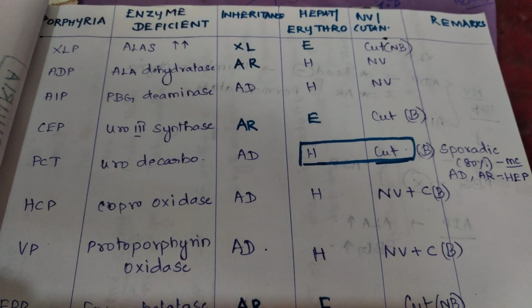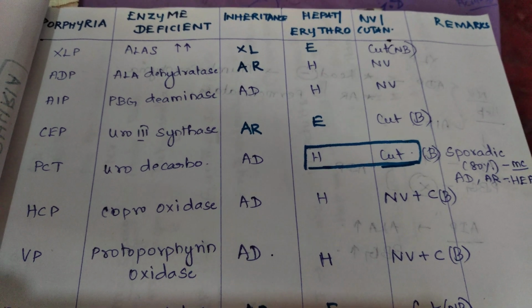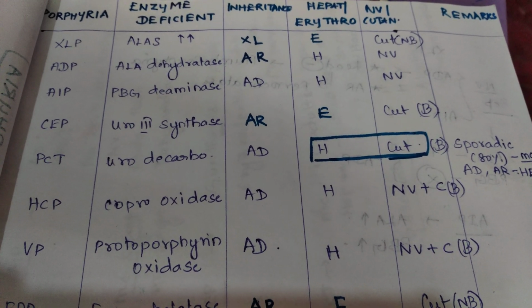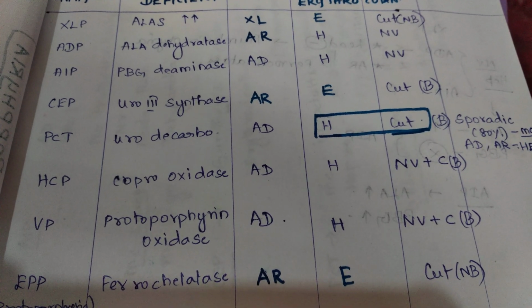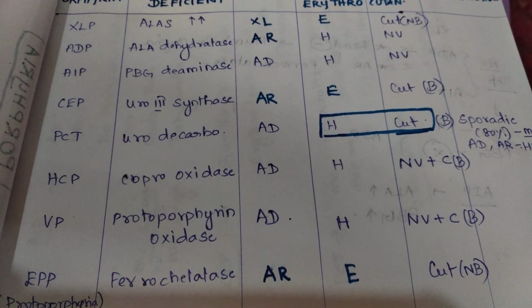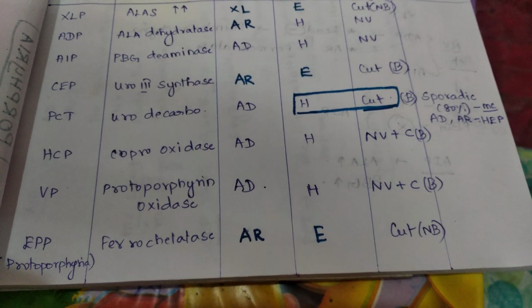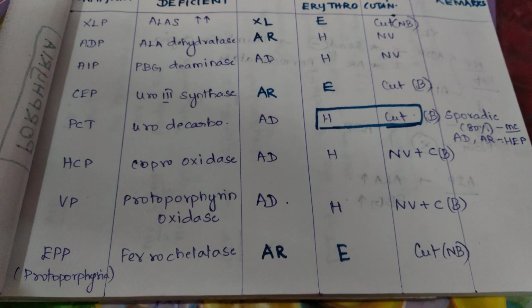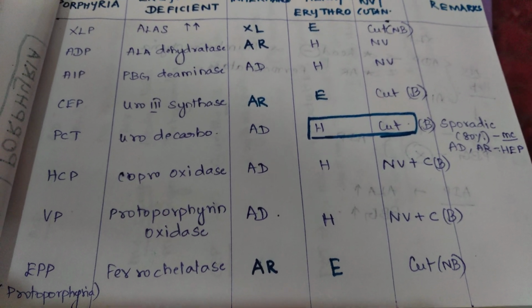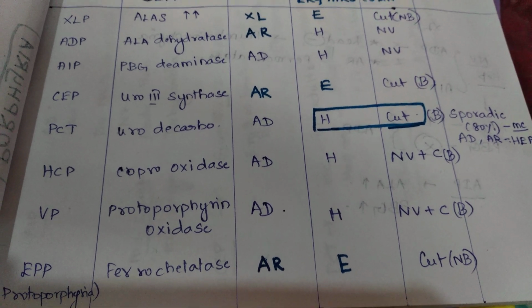X-linked porphyria, which presents as erythropoietic porphyria, but according to the name, it is X-linked inheritance. Then congenital erythropoietic porphyria. We have erythropoietic in the name itself, so it is also an erythropoietic pattern. Then erythropoietic protoporphyria, so it is also going to produce erythropoietic porphyria. So for all these erythropoietic porphyrias, the inheritance pattern is going to be autosomal recessive.